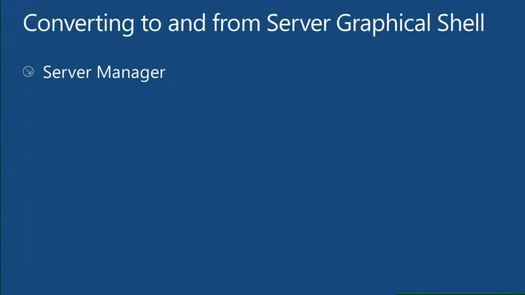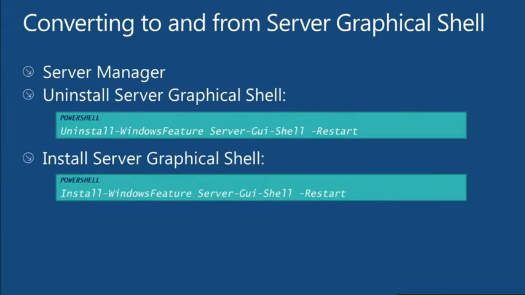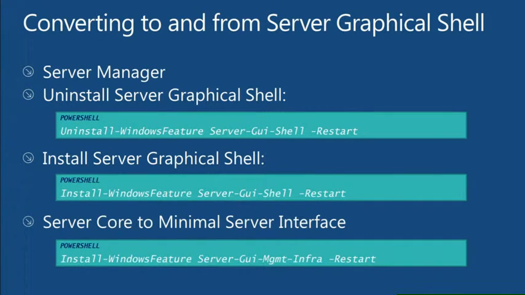And converting to server graphical shells is very straightforward. You can use Server Manager if you're on server with a GUI locally or remotely. You can do it from PowerShell by uninstalling the one Server-Gui-Shell package. This does, like converting to server core, require a restart. You can install it just as easily, and you can go from server core up to minimal server interface as well.